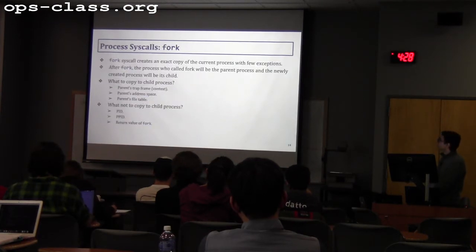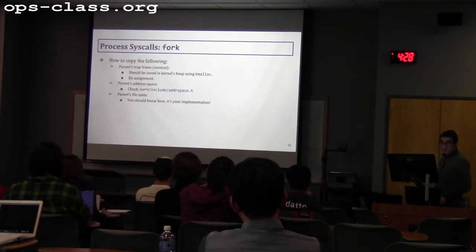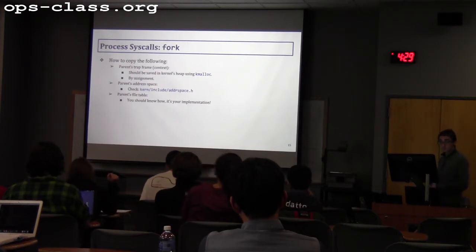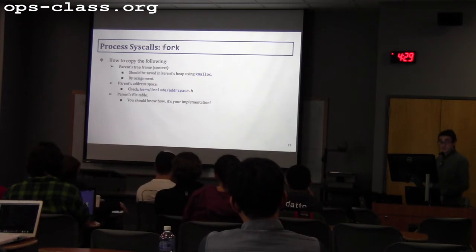So these are the things that you need to copy, and the stuff that you shouldn't copy. So how to copy? As we said, we need to copy the trap frame, the address space, and the files table.